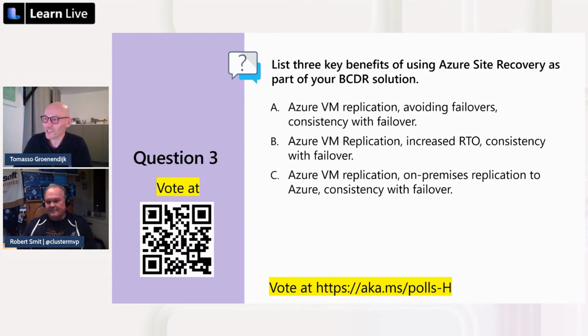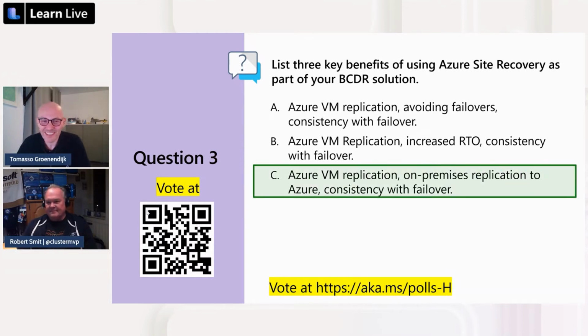Well, let's look at what the answer is. Luckily it's C, Robert. Yeah, well, I have a good dice, right? You get the 5 stars after this session.